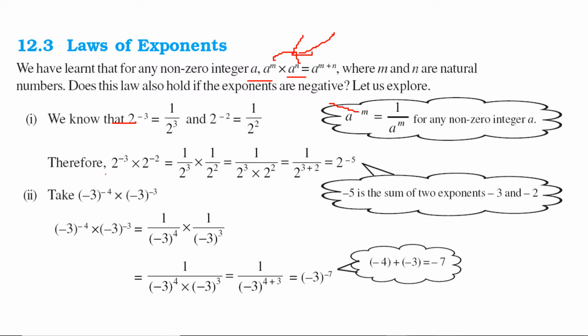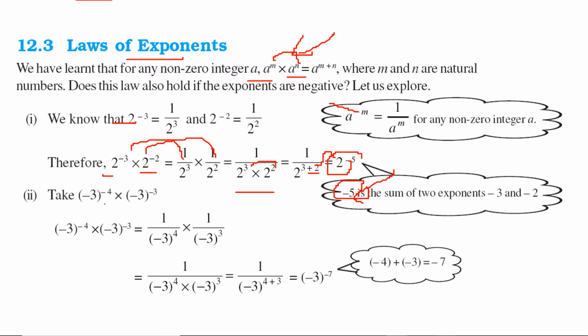So 2 to the power minus 3 into 2 to the power minus 2 is nothing but 1 by 2 to the power 3 into 1 by 2 to the power 2. Because these are positive, the powers will add, 1 by 2 to the power 3 plus 2, and when we take it in the numerator, this will be equal to 2 to the power minus 5. So minus 5 is the sum of two exponents. So this law of exponents holds for negative numbers also.